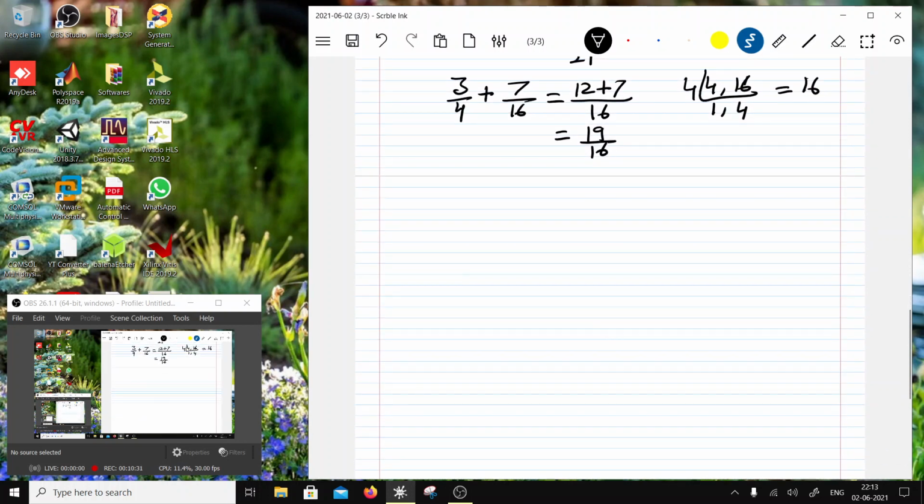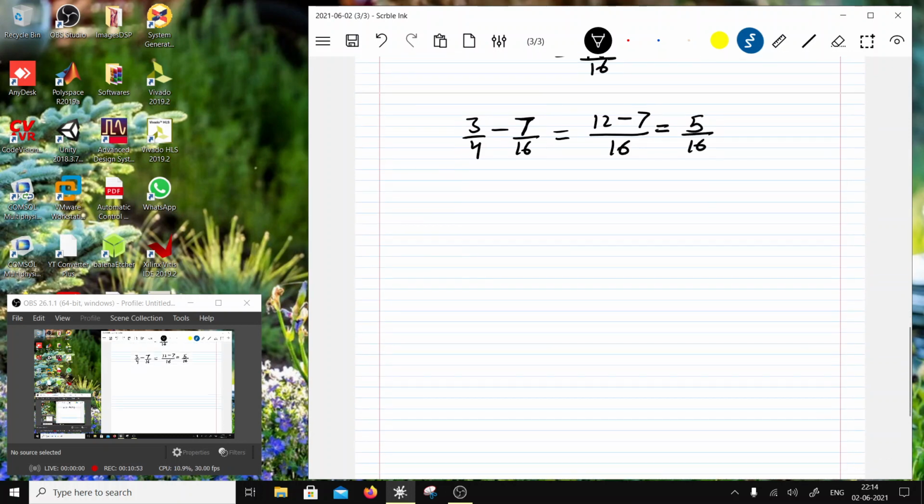So this is how you are going to add two fractional numbers. Now let's say I want to subtract the two numbers. Let's say I want to do 3 by 4 minus 7 by 16. So again we do the same thing. The LCM is 16. In this case 4 fours are 16, so 12 minus 7. This is going to be equal to 5 by 16. So this is subtraction.